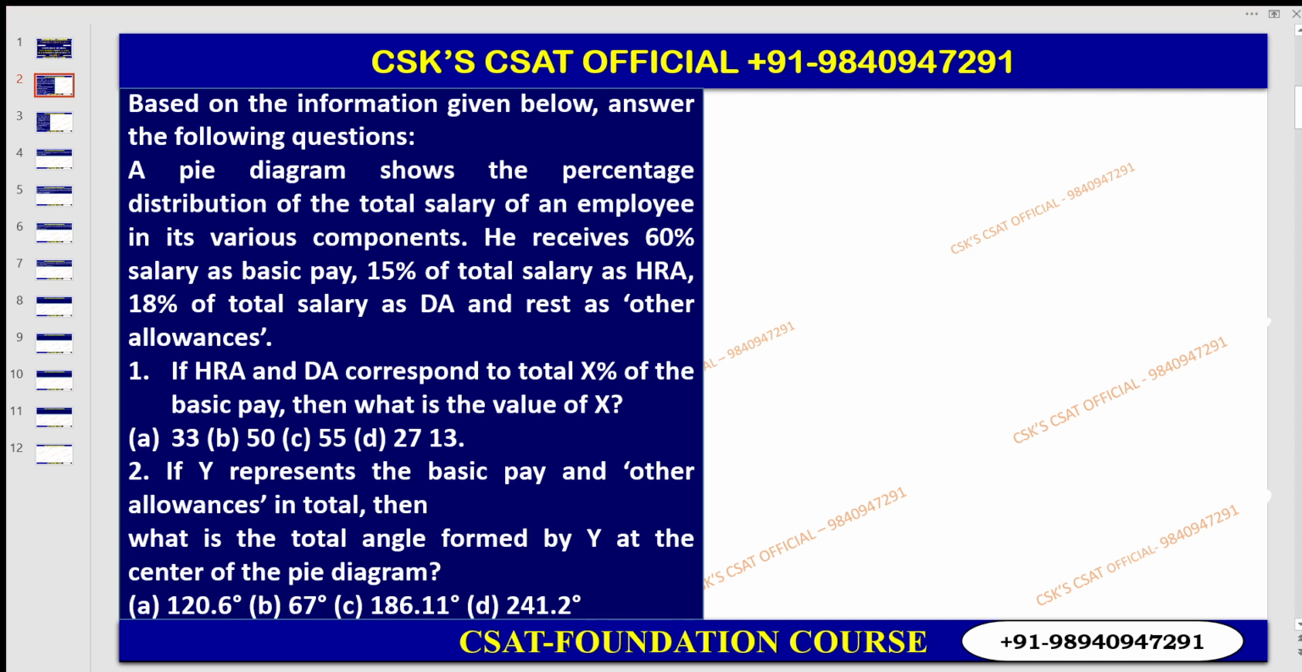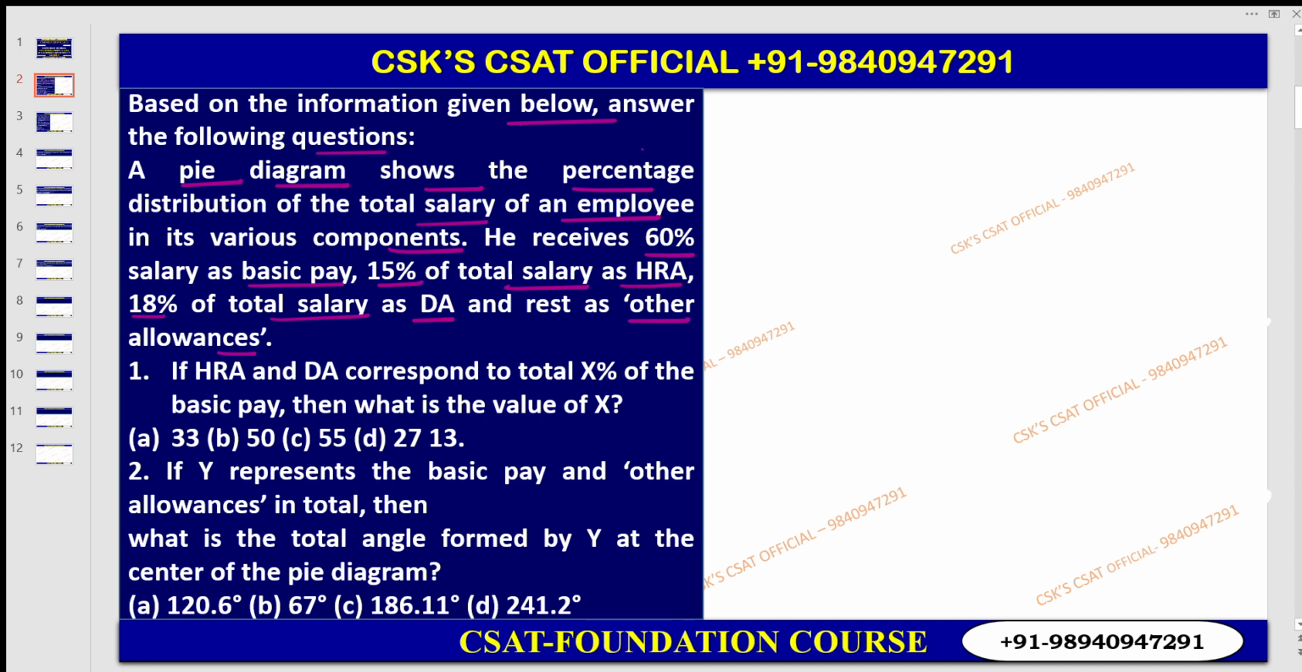Based on the following. So, this kind of model was there in your 2022. Therefore you must focus on this kind of model also. They're not giving any diagrams, but they are mentioning here: a pie diagram shows the percentage distribution of the total salary of an employee in the various components. He receives 60% of the salary as basic pay, 15% of the total salary as HRA, 18% of the total salary as DA, and the rest as other allowances.